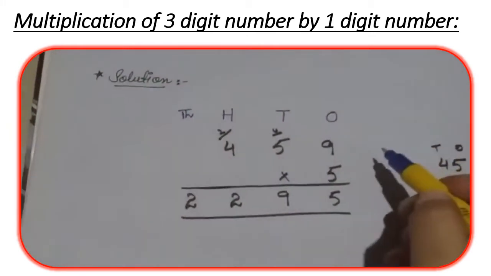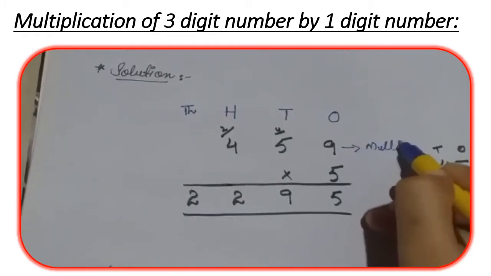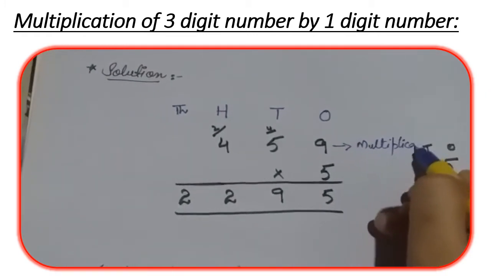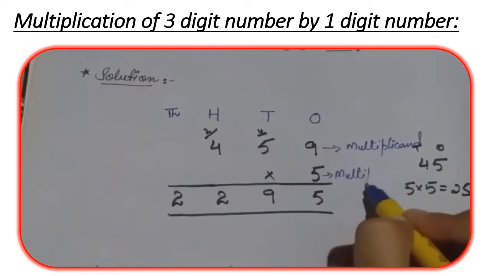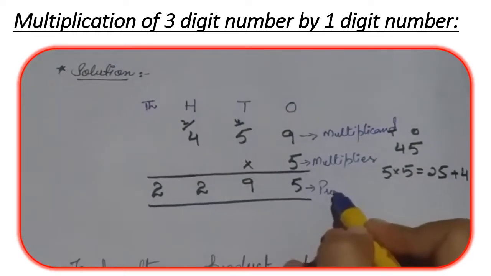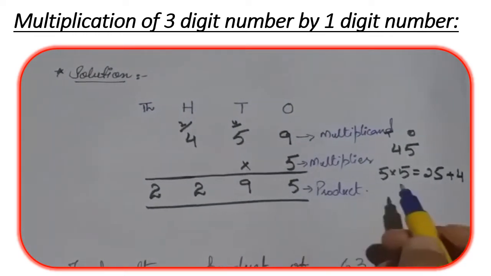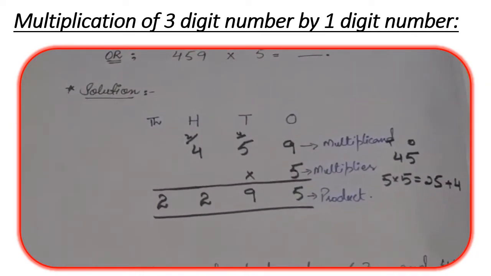In this example, this is the multiplicand, this is the multiplier, and this is the product. Now let's move to the other example.